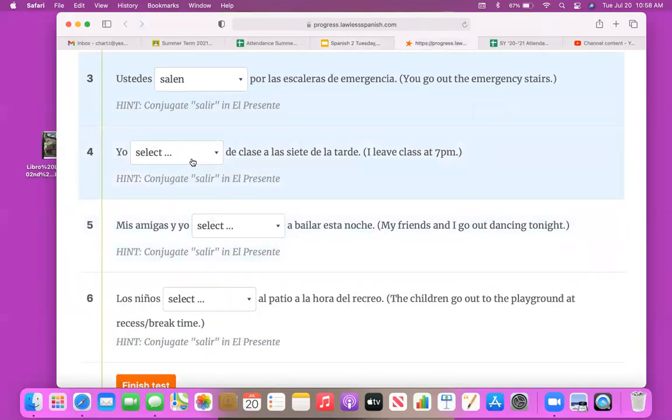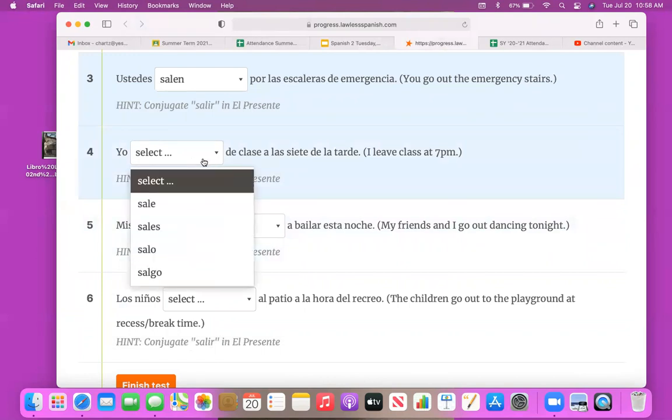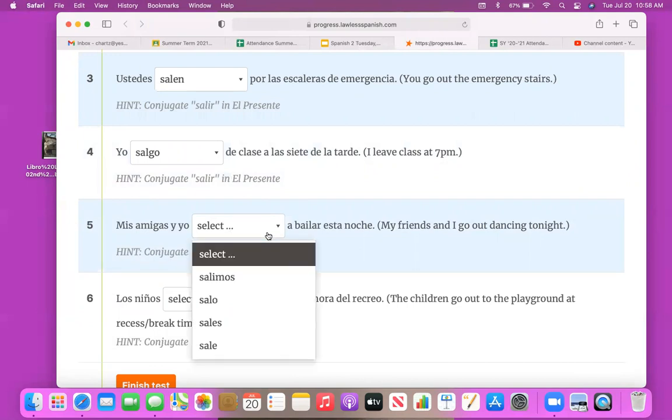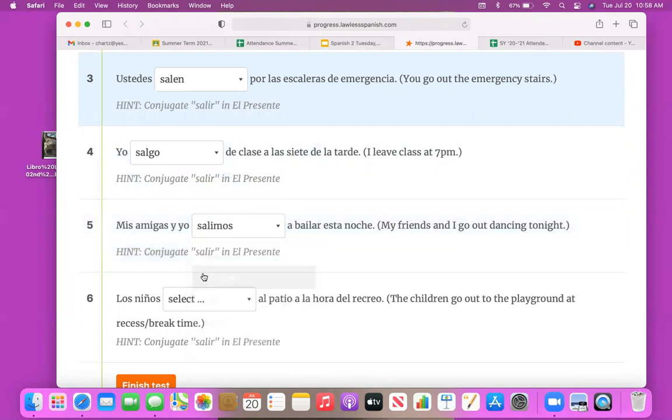So yo blank de clase a las 7 de la tarde. So I leave class at 7 p.m. Yo salgo. Yep. And mis amigas y yo blank a bailar esta noche. So my friends and I are going out dancing tonight. So now that one is bailamos, right? Or no? Salimos. Yes. I say bailamos. I'm looking at the wrong word. No, that's okay. If it was bailar, bailamos would be correct.